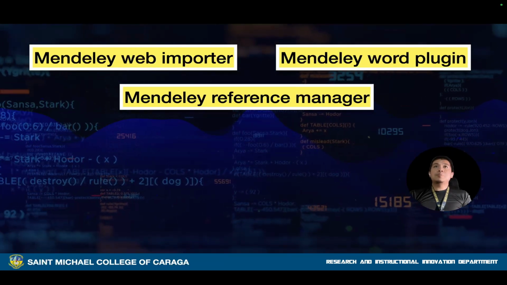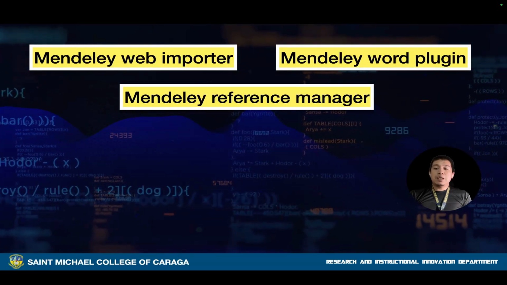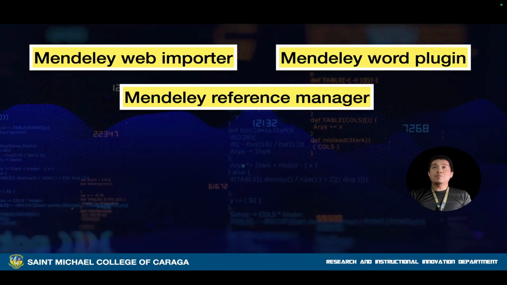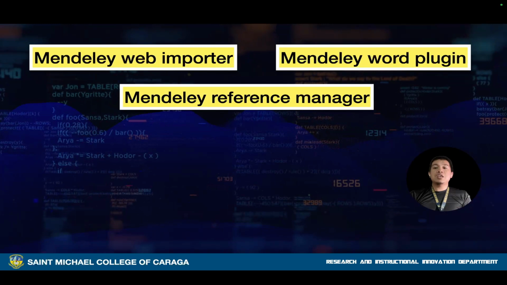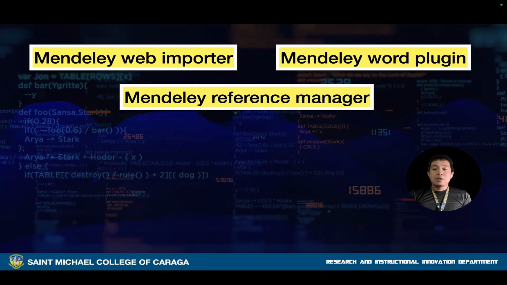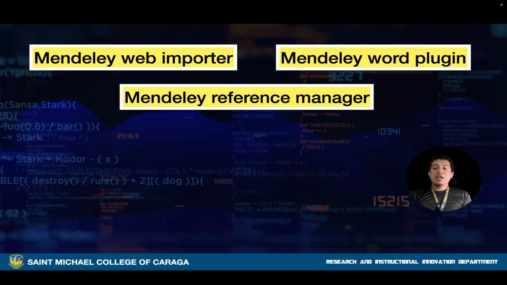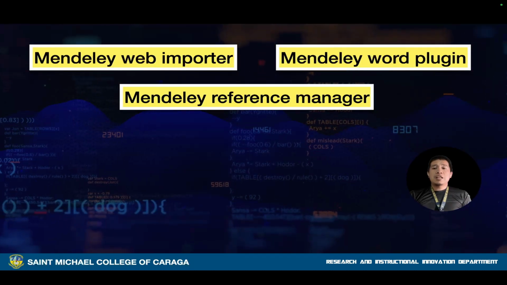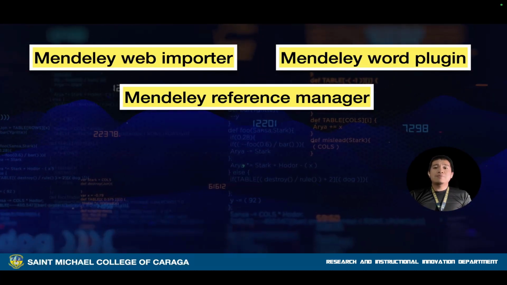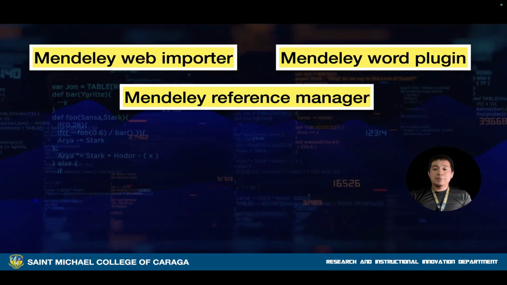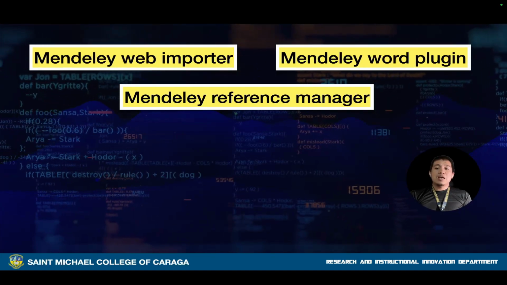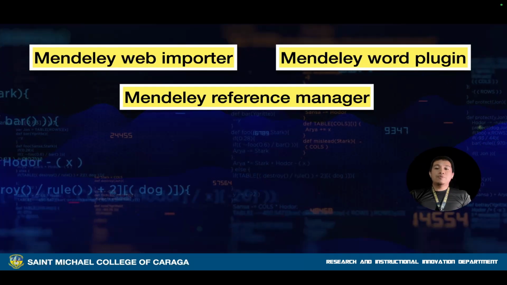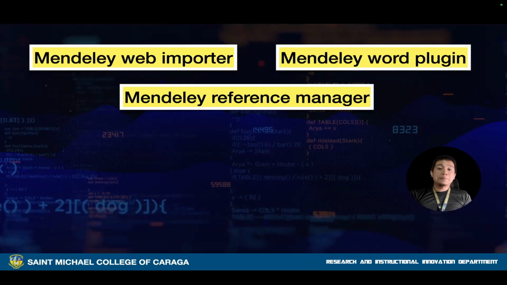The Mendeley Word plugin is only applicable for students who are using Microsoft Word as their document processing software. Remember, WPS and other word processing platforms do not have a Mendeley Word plugin. So please, as much as possible, make use of Microsoft Word for your document processing.